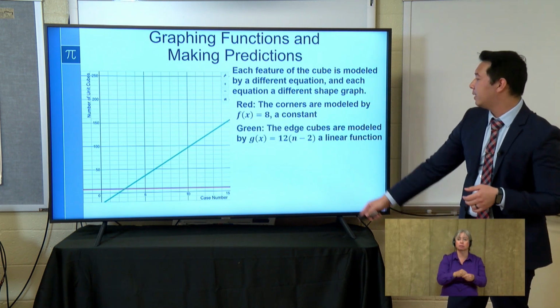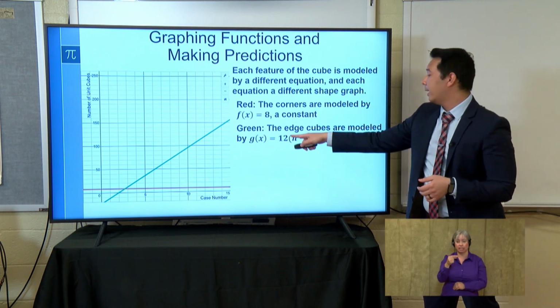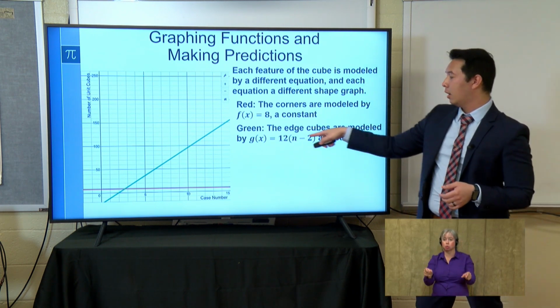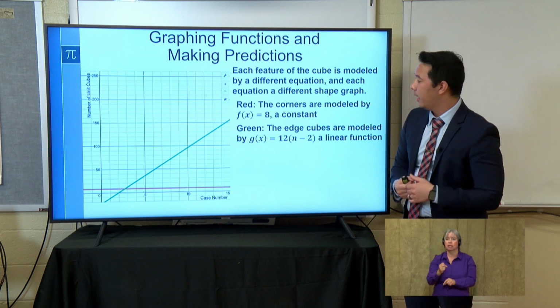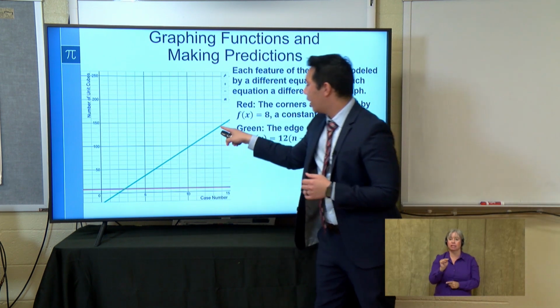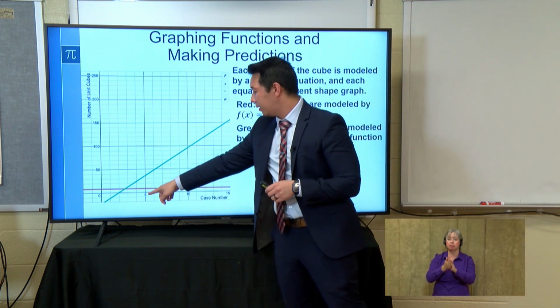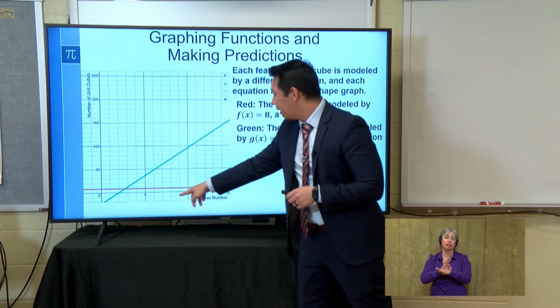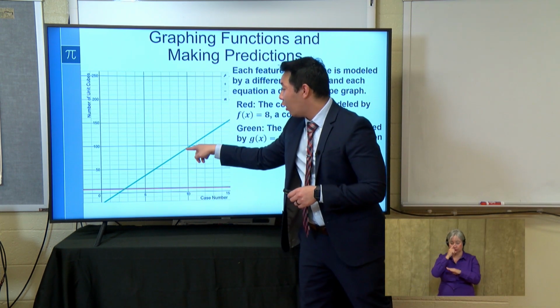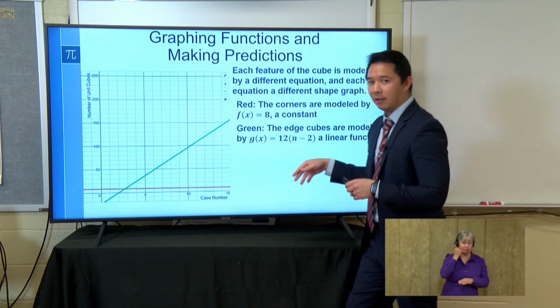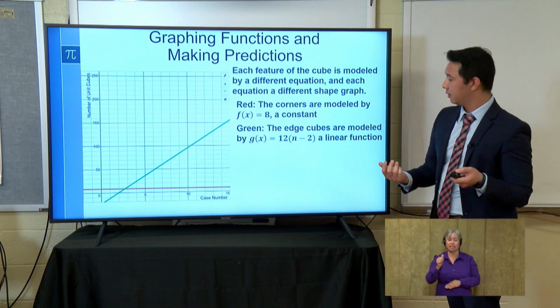Here in green, we see this line, so this linear function, for 12 times the quantity n minus 2. And that's going to give us our graph there. And I want you thinking about, if I gave you a unique input, like 5 and 10, are those going to be the same answers? Am I getting the same output?